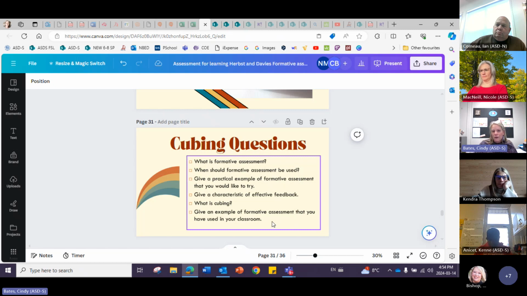Give an example of formative assessment that you've used in your classroom. So this is the top of Bloom's. This is showing that you can actually do it and reproduce something and make it your own. And so giving an example is one thing, but giving an example of something you've done is another step higher.